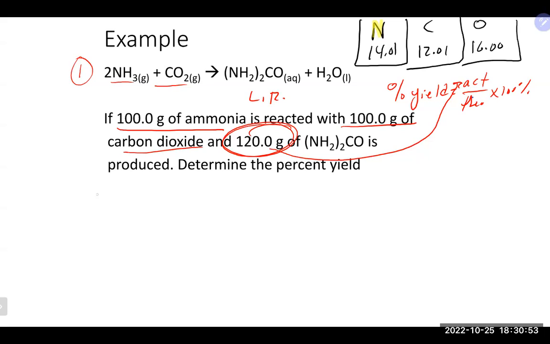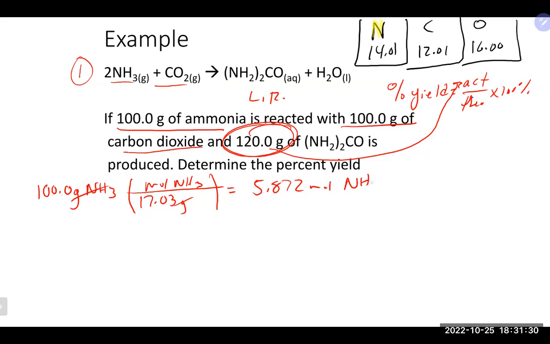So we got a balanced equation. We still need to convert to moles. So we'll take our 100 grams of ammonia, which is NH3. Using the molar mass from the periodic table, 1 nitrogen at 14 and 3 hydrogens at 1 each gives us 17.03 grams per mole of NH3. Grams cancel. 100 divided by 17.03 gets us 5.872 moles of NH3.